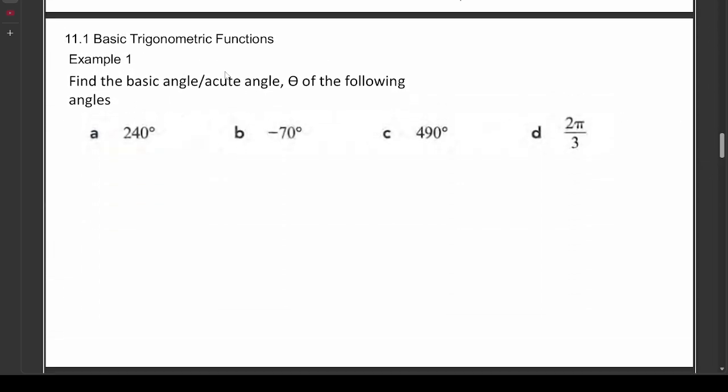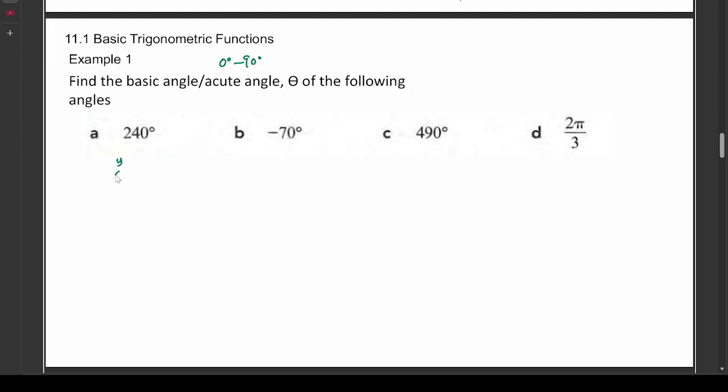Now, we look at some examples. Before you do question 1, find the basic angles, which are basically acute angles. That means the value will be 0 to 90 degrees for the following angles. So we have to convert all of these into basic angles. You can see all these angles are more than 90, so we're going to convert them to less than 90. Let's look at A, the first one.